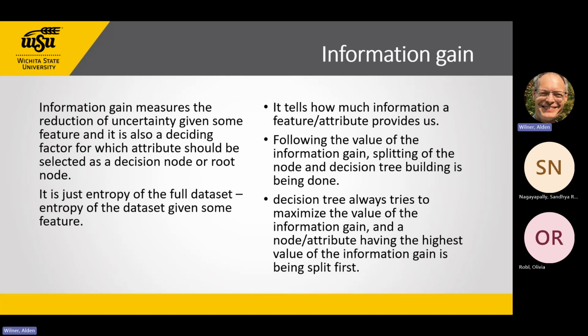Information gain measures the reduction of uncertainty. It's just the entropy of the full data set minus the entropy of the data set given some feature. For any feature, it tells us how much information that feature provides us. So following the value of the information gain, they split the node, and the decision tree building is done. Basically, we look at all of our features. How good is this feature at deciding between yes and no on our target variable? How good is this other feature? And so on and so forth. How much does it decrease the entropy of our overall data set? And we pick the one with the biggest decrease in entropy. Do that at each level, right? So the decision tree always tries to maximize the value of your information gain.